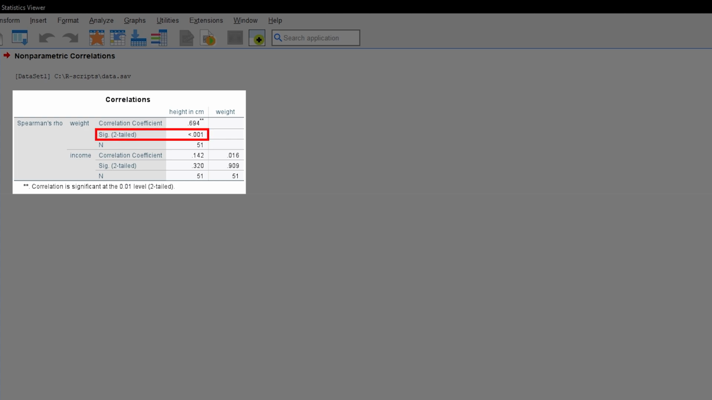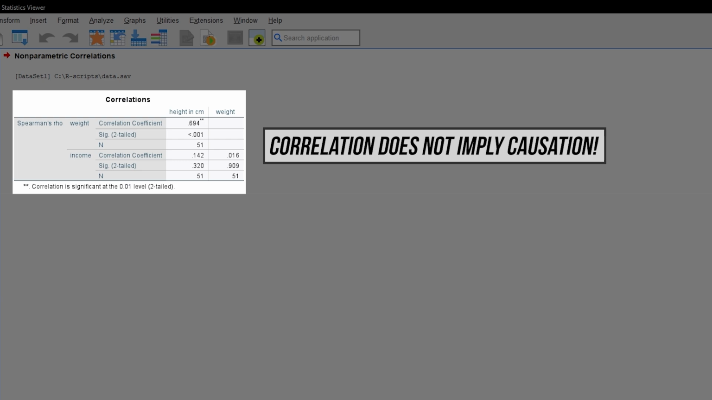I can observe one p-value of smaller 0.001 and can therefore reject the null hypothesis for the correlation of height and weight. The Spearman correlation coefficient for this pair is positive with 0.694, showing a positive association. This is reasonable because larger human beings usually weigh more and the other way around. Keep in mind though that correlation does not imply causation.